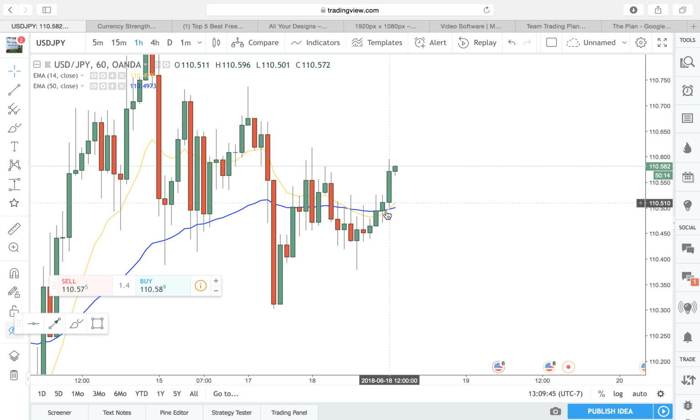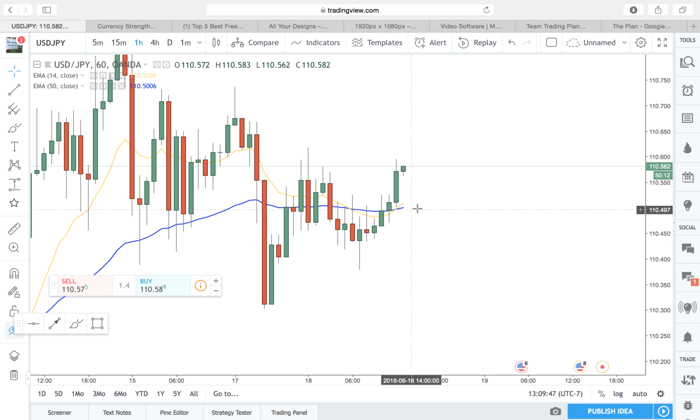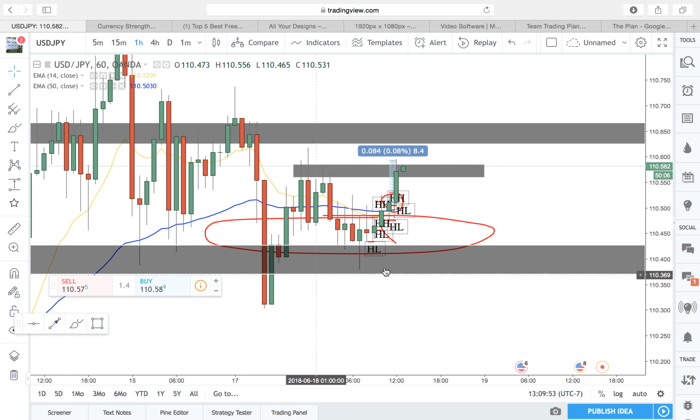It's very beautiful when price does this. You just let the chart do its thing. You let the chart do its thing and just wait. If no confirm, no trade. No confirm, no trade. Right?